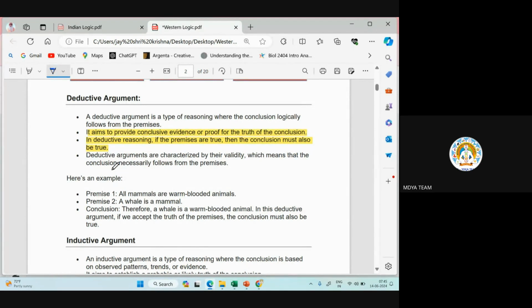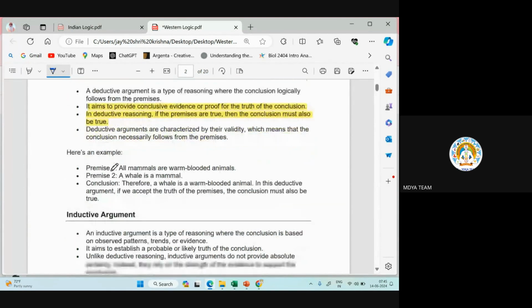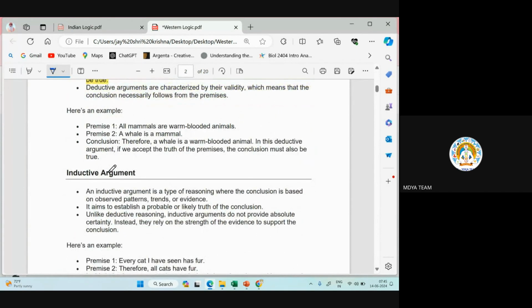Deductive arguments are characterized by their validity, which means that the conclusion necessarily follows from the premises. So this validity and all, we will see later how to prove validity. This case is also something we will discuss later. This is a type of syllogism, and we will see how to solve a syllogism.